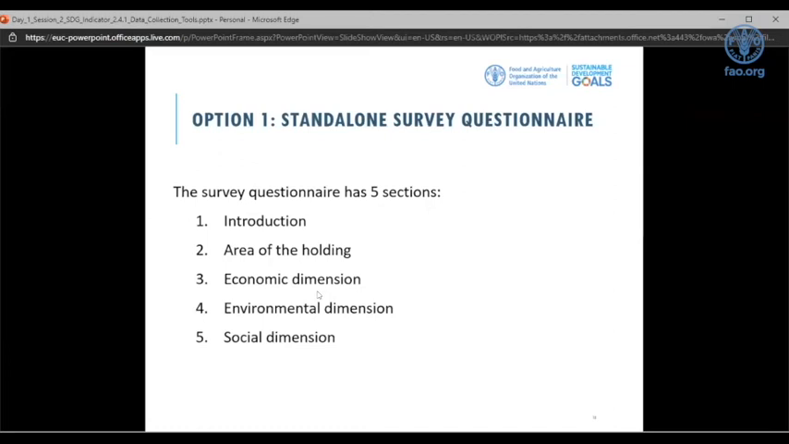So it contains information about the survey module, its basic objectives, and asks questions related to identification of the holding and the holder. The second section within the survey module focuses on the area and land tenure of the agriculture holding. The third section has questions related to economic dimension of the holding. The fourth section has questions related to environmental dimension of the holding. And the fifth section has questions related to the social dimension of the holding.